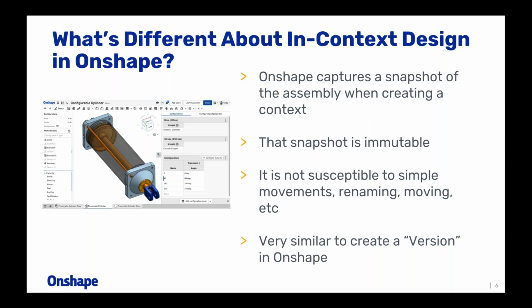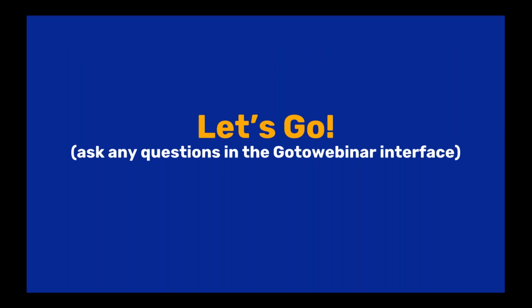And that's the key theme that I would stress with in-context design in Onshape. The key difference I would stress is it's just more stable. You never have to worry about things opening up randomly broken or weird rebuilds or any of those types of things. All right, so those are the key differences, the key distinctions that I would make between, if you've used in context in the past, and Onshape's in context. So let's get into it.